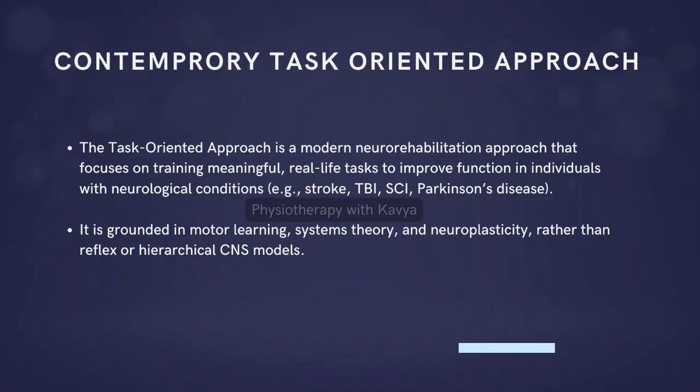Contemporary task oriented approach. The task oriented approach is a modern neuro rehabilitation approach that focuses on training meaningful real life tasks to improve function in individuals with neurological conditions, example stroke, traumatic brain injury, spinal cord injury, Parkinson's disease. It is grounded in motor learning, systems theory, and neuroplasticity rather than reflex or hierarchical CNS model. Now we know motor learning theory, we know neuroplasticity. Let's look at what's systems theory.